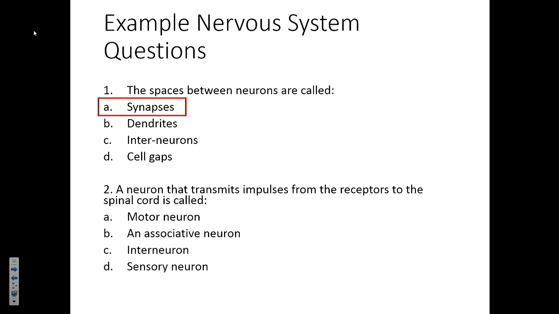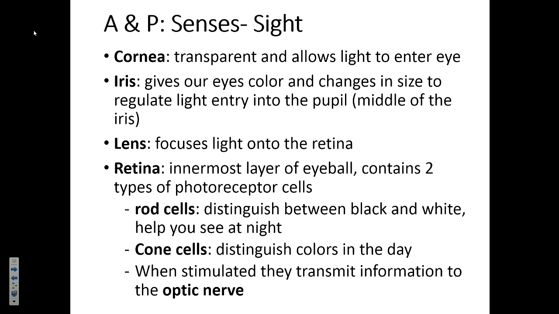So a neuron that transmits impulses from the receptors to the spinal cord. So you want to make sure that you know the locations of these. Which one would this be an example of? From the receptors to the spinal cord, it would be sensory. Sensory then goes to the interneuron. That message then goes on to the motor neuron, which comes from the brain to the muscle or to the glands.